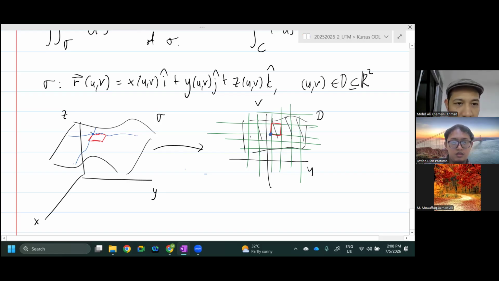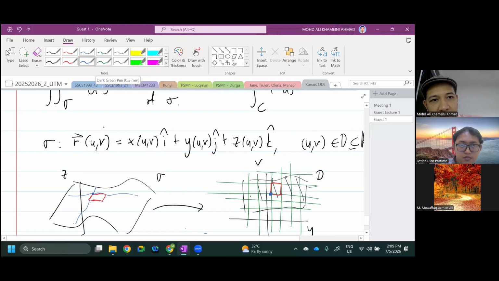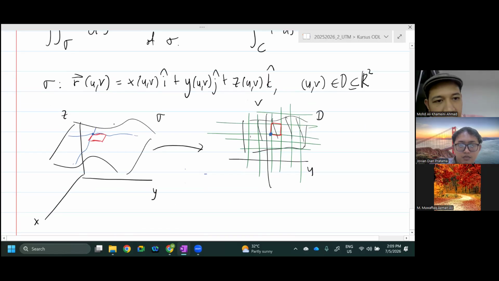Now, if I go in this direction, how do I need to compute the direction of this? Going V here, actually how I can compute this direction is I need to differentiate this one with respect to V. So let me just use black color. You have, for example, R sub V here. This direction should be R sub V. Similar here, you have this line should be R sub U.